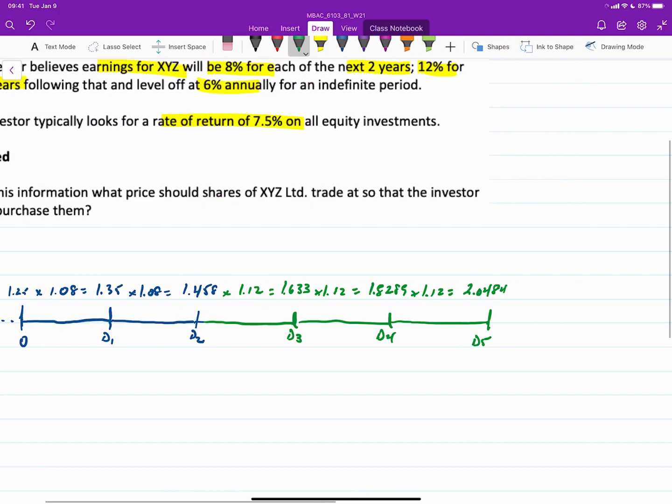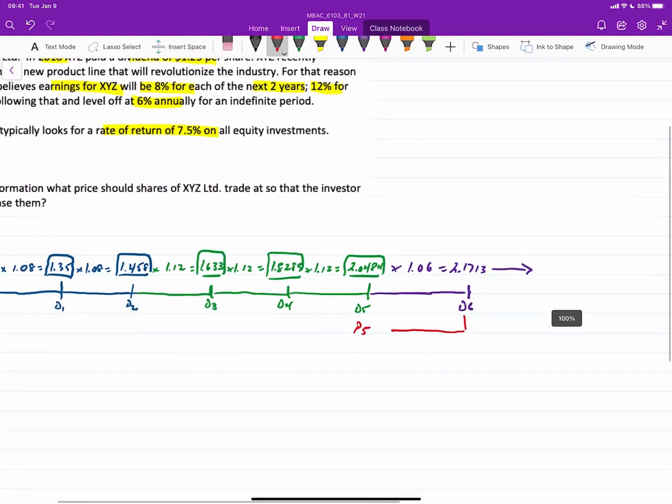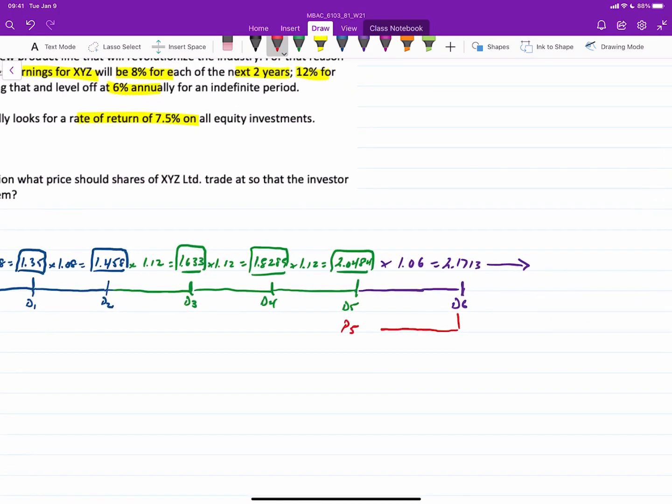Then what happens is this grows perpetually. So then if we multiply this by 1.06, this will give us our dividend at D6, which will then continue perpetually. So it's 2.1713 at D6, which grows perpetually. So what's going to happen is we have to discount this to be the price of the share at P5 using the same formula that we had before, the dividend divided by R minus the growth rate.